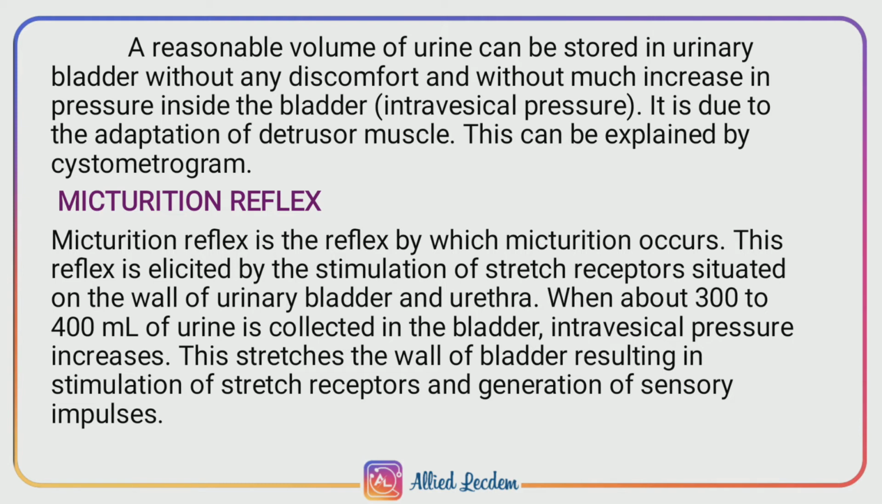Micturition reflex is the reflex by which micturition occurs. This reflex is stimulation of stretch receptors which are situated on the wall of the urinary bladder and urethra. When 300 to 400 ml of urine is collected in the bladder, intravesical pressure increases. This stretches the wall of the bladder, resulting in stimulation of stretch receptors and generating the sensory impulses.